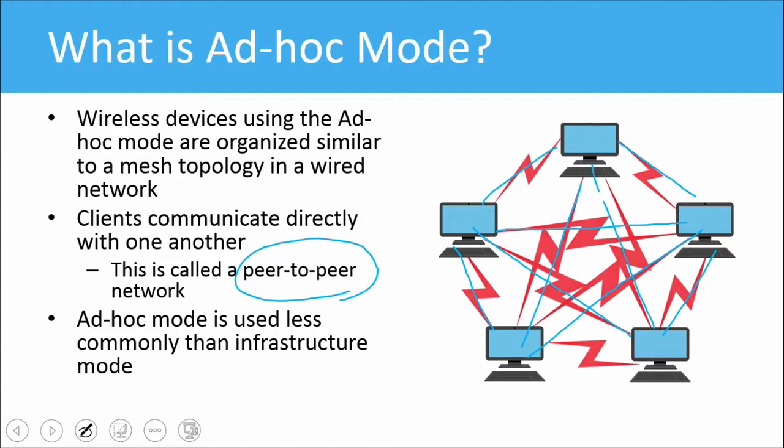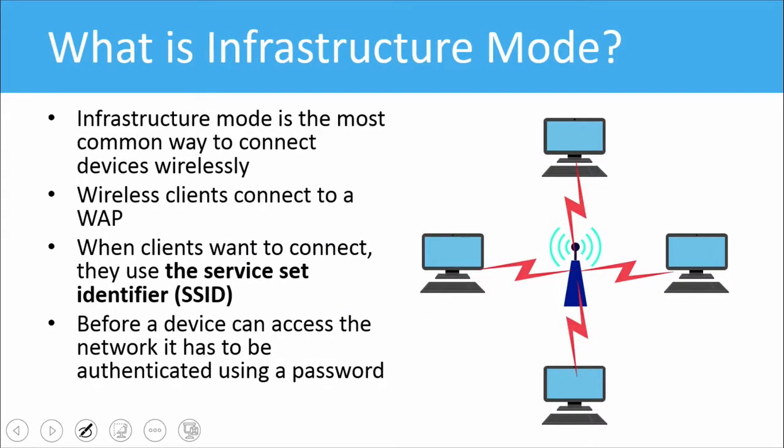Ad hoc mode is used less commonly than our next mode that we're going to feature, which is infrastructure mode. This is probably the one that you're using right now, even in your house. You could also use it at work or even at school. Infrastructure mode is the most common way to connect wirelessly. What happens is, like we've been talking about this entire time, your device is going to connect to a wireless access point, which is then connected to a cable that trails off to a switch and off into a router.